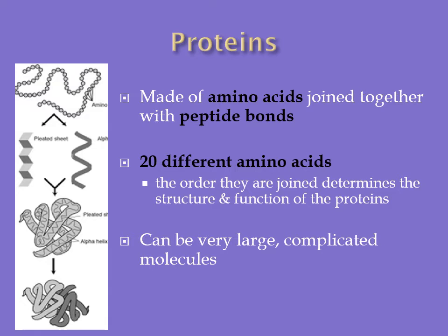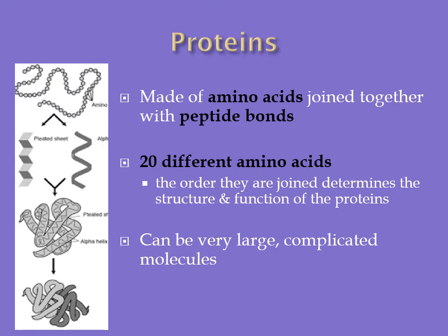Before we do that, just a little review of what proteins are made of and what they look like. Remember, proteins are made out of amino acids. Those are the building blocks, the monomers of a protein, and those amino acids are held together by peptide bonds. There are about 20 different amino acids that we use to make proteins, so we can make a huge number of proteins because we have so many different building blocks. The order in which those amino acids are joined determines the structure and the function of proteins.